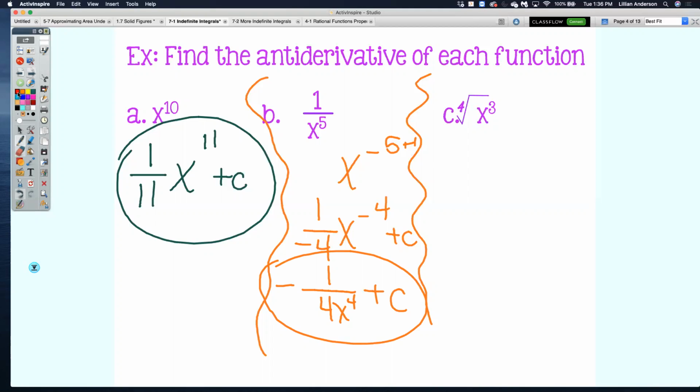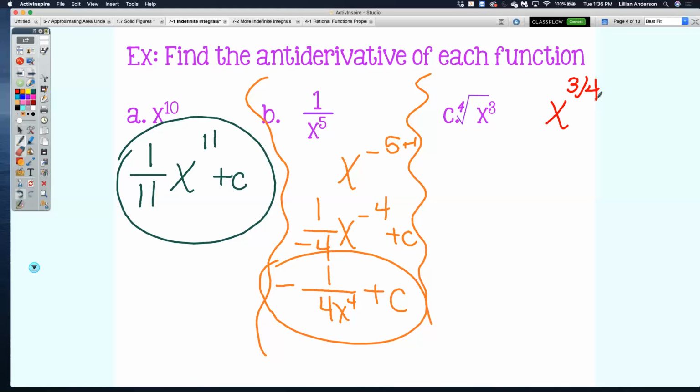When we look at c, I have the 4th root of x to the 3rd. Again, this is not a power function yet. I'm going to need to rewrite that. The 4th root of x to the 3rd can be rewritten as x to the 3/4 power. So then I can apply the rule.